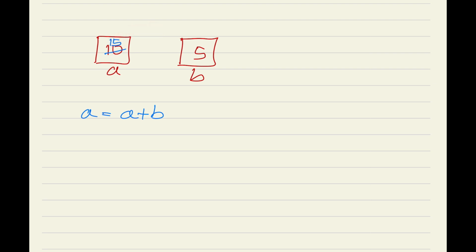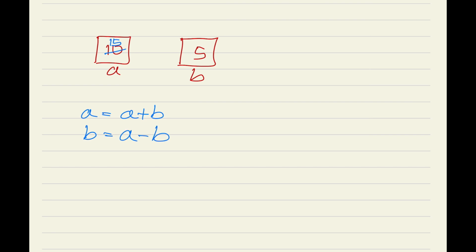To neutralize or to extract the value of 10 that was earlier stored in A, we can use the subtract operation, because the subtraction neutralizes this addition. So for that we can write B equal to A minus B.